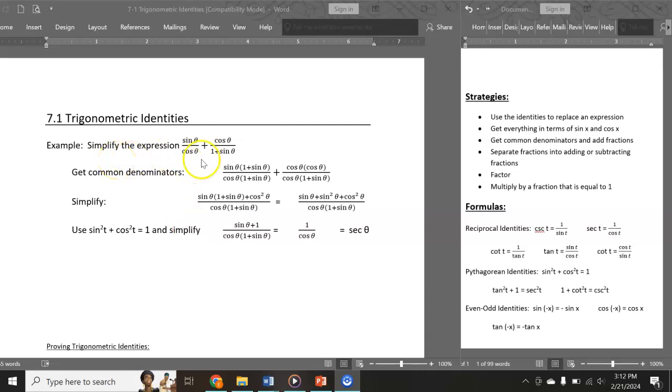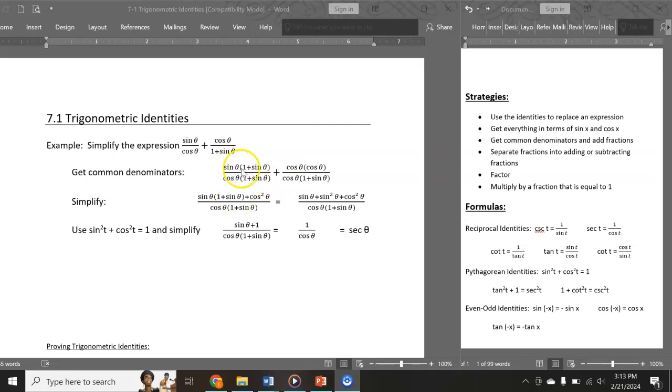So what I did, I got common denominators because I saw fractions with adding. So I decided to get common denominators. This first fraction, I'm going to multiply by 1 plus sine over 1 plus sine. And I'm allowed to do that because this would equal 1. And the second fraction, I'm going to multiply by cosine over cosine. So I'm allowed to do that because cosine over cosine is equal to 1. Now I'm just going to simplify that.